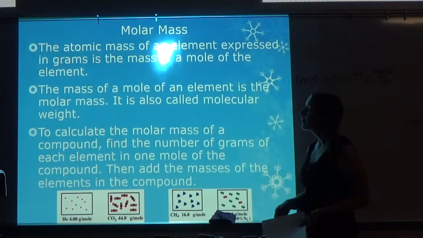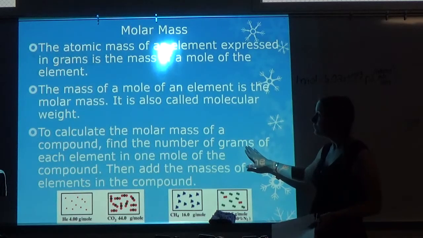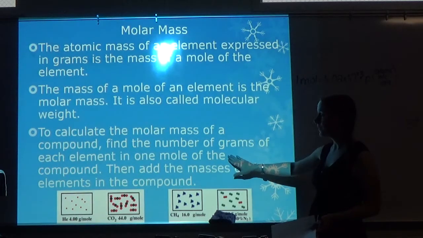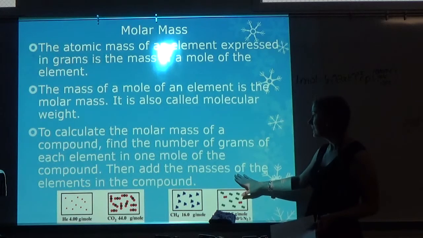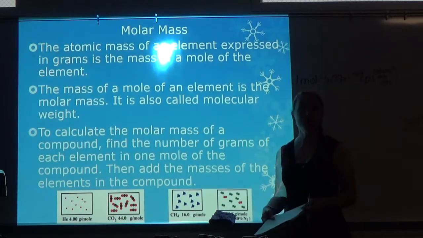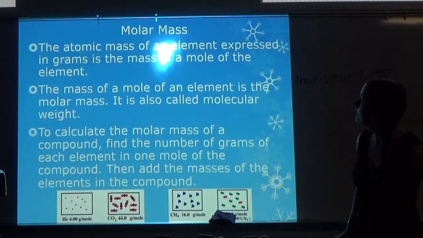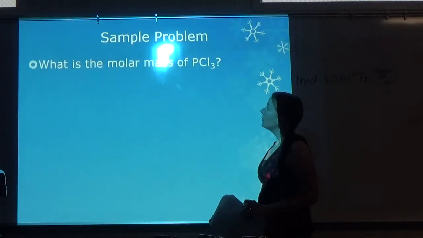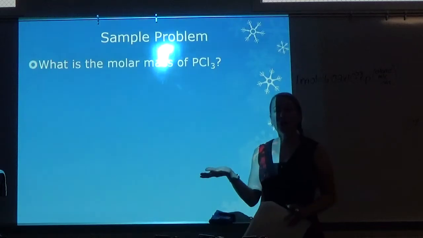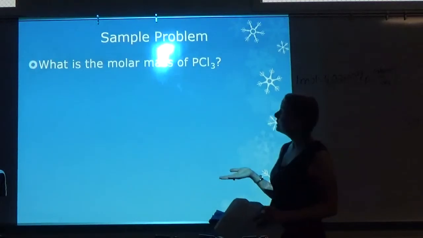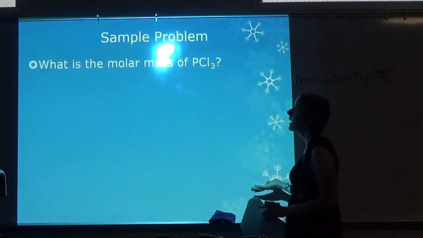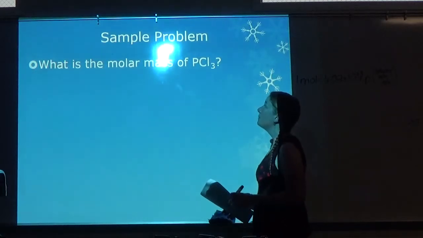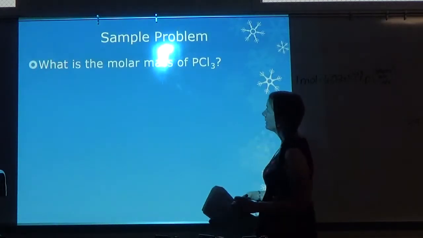To calculate the molar mass of a compound, you find the number of grams of each element in 1 mole of the compound, then add the masses of the elements in the compound. So it's super easy when you have the formula. Okay, so it says, what is the molar mass of PCl3? I'm going to round all the molar masses to whole numbers from the periodic table. You're more than welcome to go out decimal places though, but for ease, I'll use whole numbers in class.